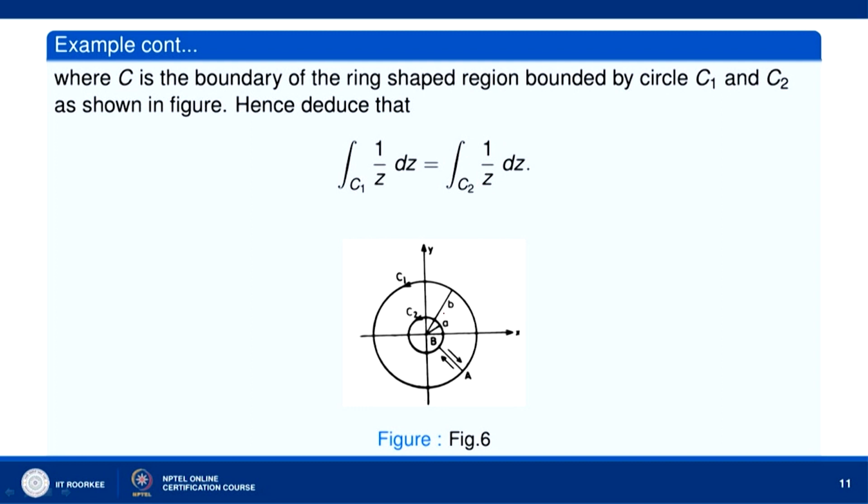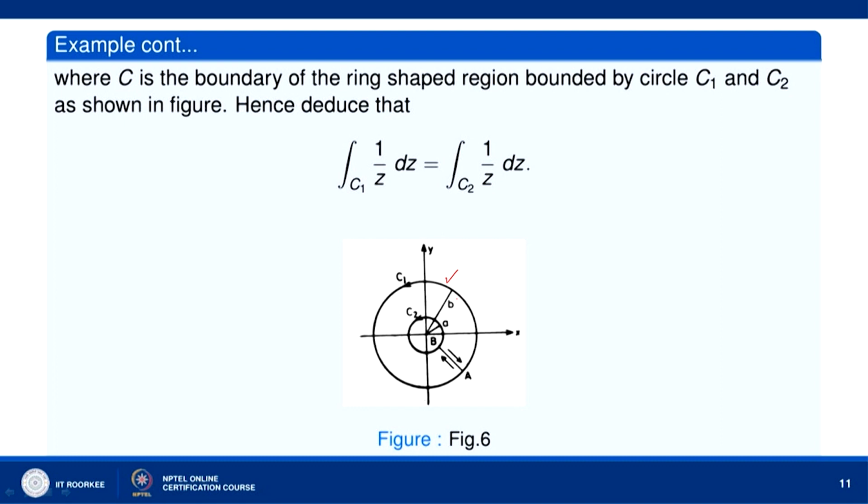Now, here you can see we are having two circles. The circle c 1 has radius b and center origin, the circle c 2 has radius a and center origin. We have joined the two circles by a cross cut, this cross cut a b. Then what do we notice if we use Cauchy integral theorem? The integral over this is my curve c 1, this is my curve c 2.